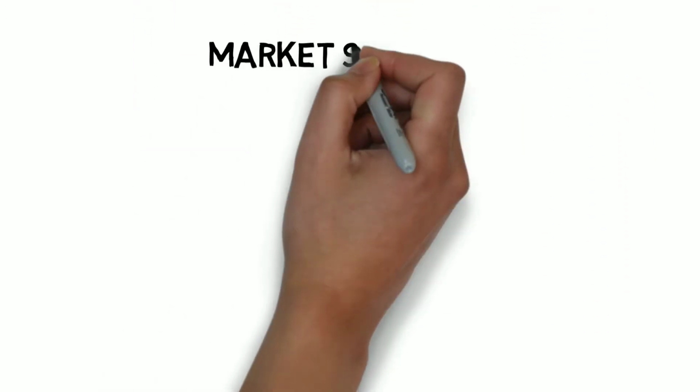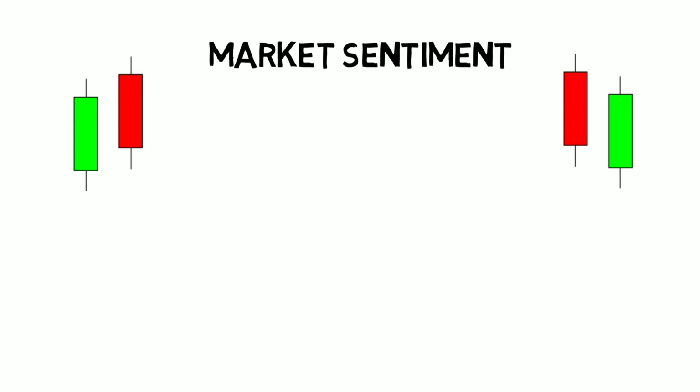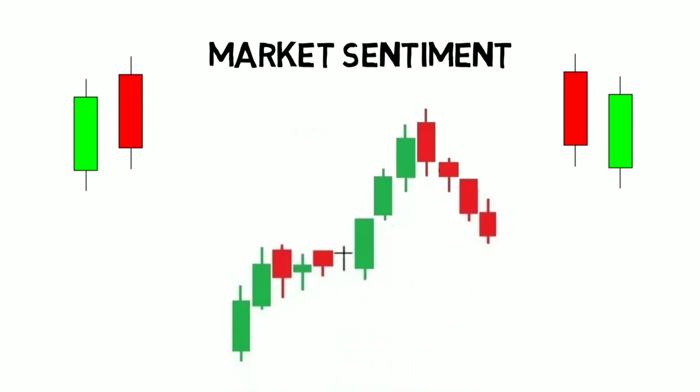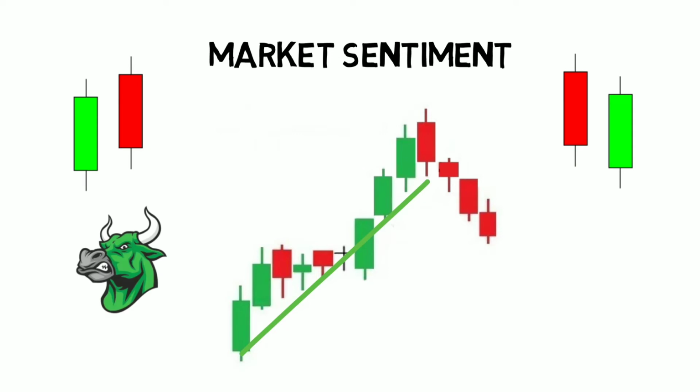Now let's move to the market sentiment behind this dark cloud pattern. Let's understand this with this chart. First, the prior trend should be an uptrend. That means the bulls are in full control. When the first candle formed, it also confirmed the bulls are still active in the market.